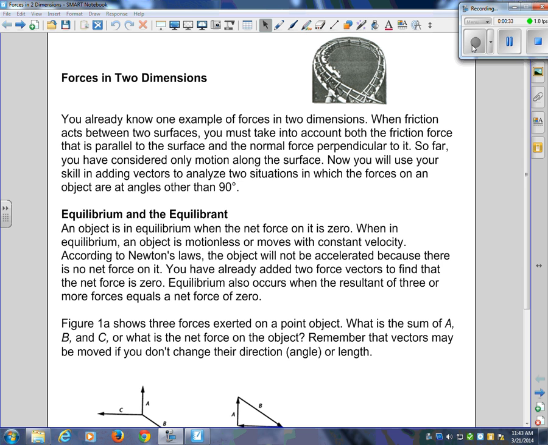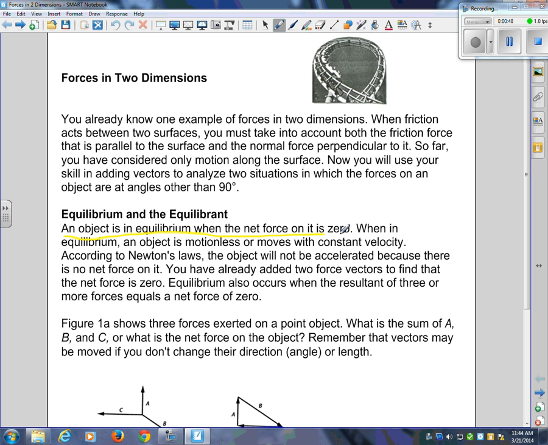Now you've done this already in grade 11, right? We're just sort of extending the concept to this idea of equilibrium. An object is in equilibrium when the net force on it is zero. And that was the key idea that we sort of came up with from yesterday, right?